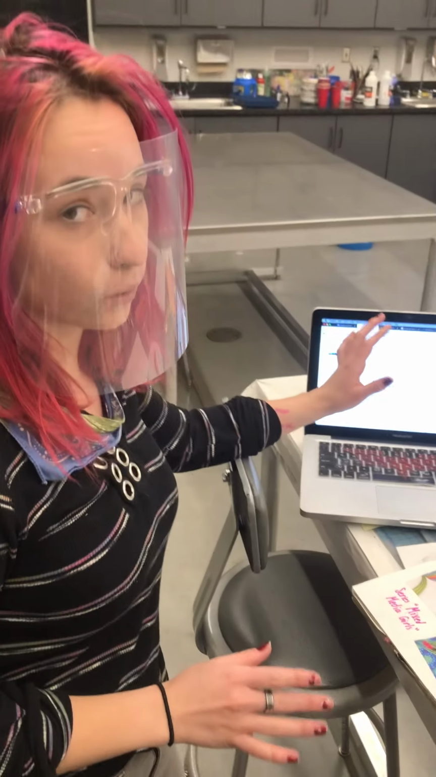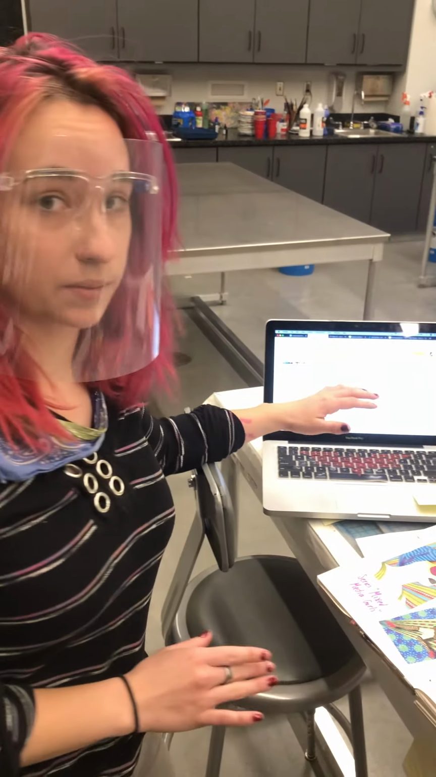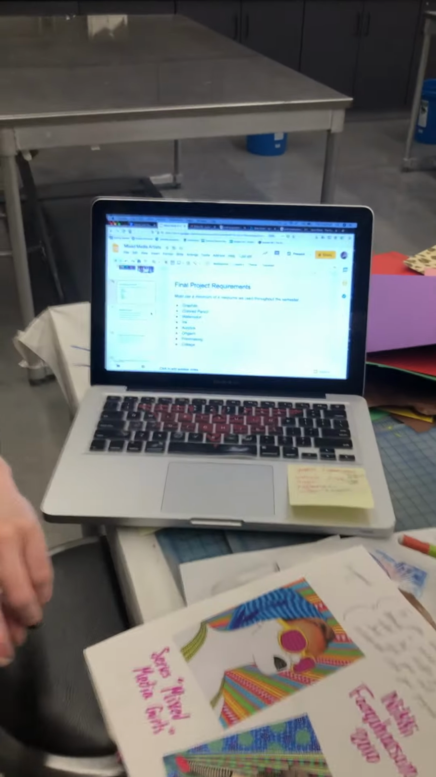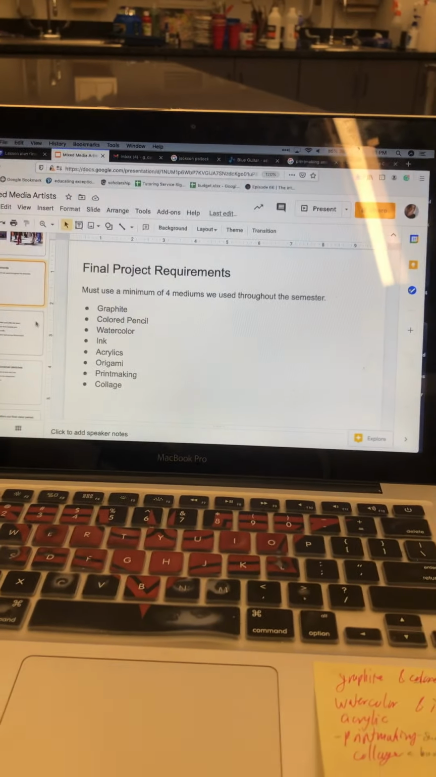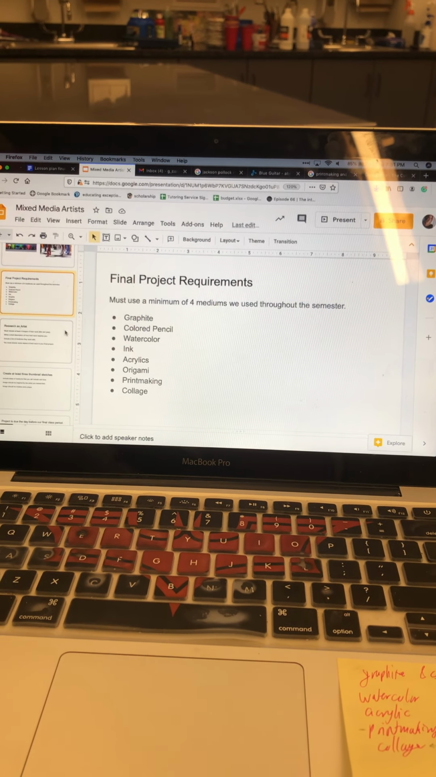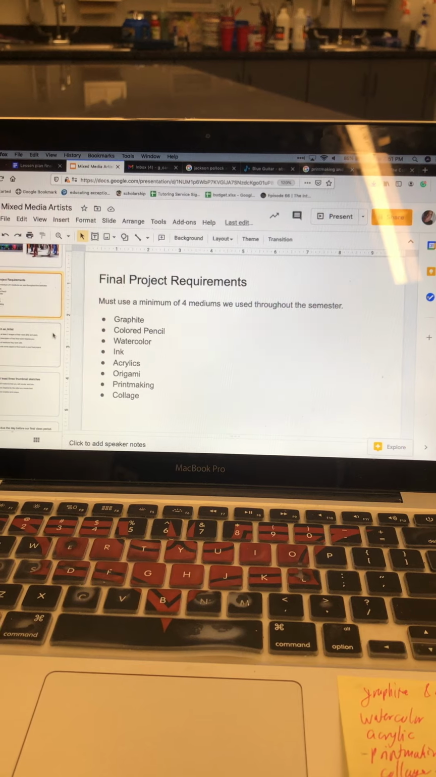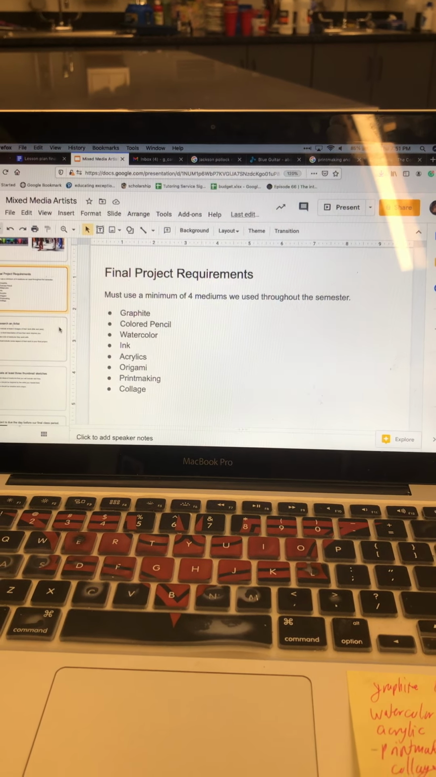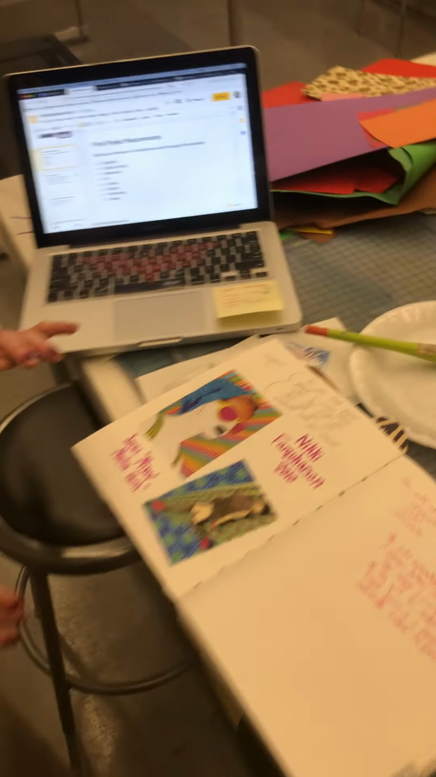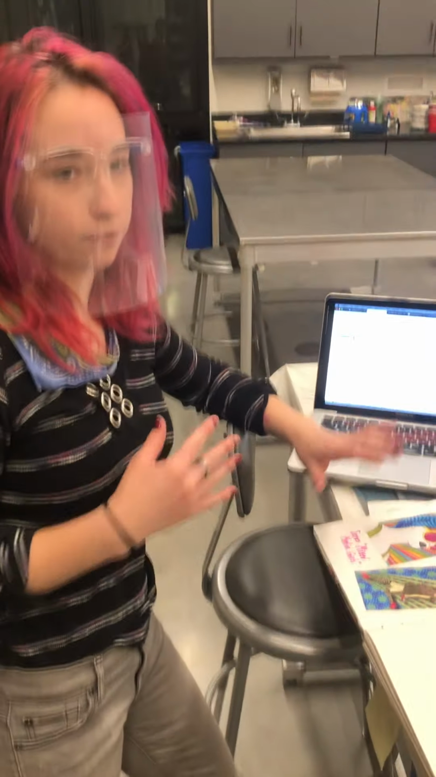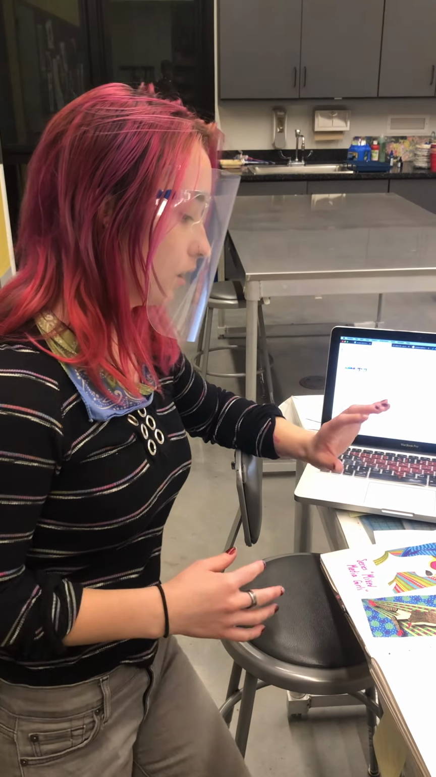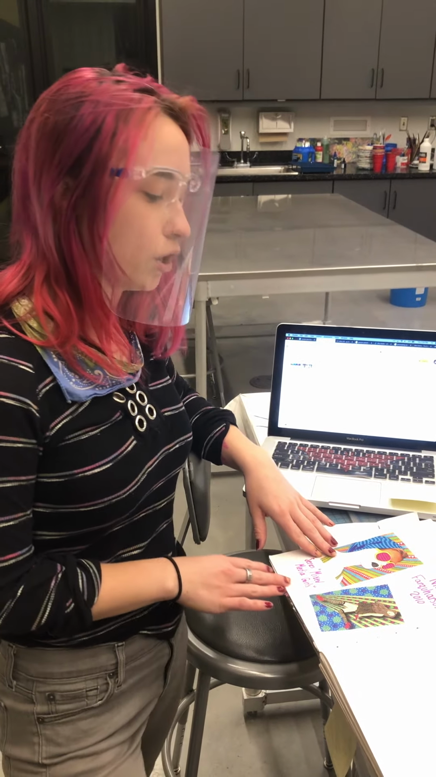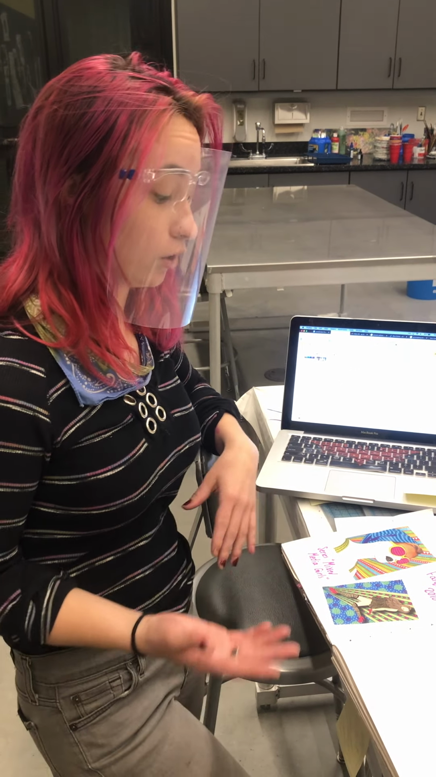So for your final project, you're required to use a minimum of 4 medias that we worked with this semester. So we used graphite, colored pencil, watercolor, ink, acrylic. We did a little bit with origami. We did some printmaking, and we also did some collage. So the artist that you choose most likely isn't going to have 4 mediums in their work, so you're going to include more medias than most likely your artist does.